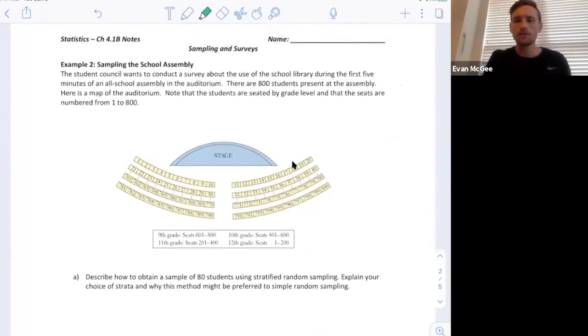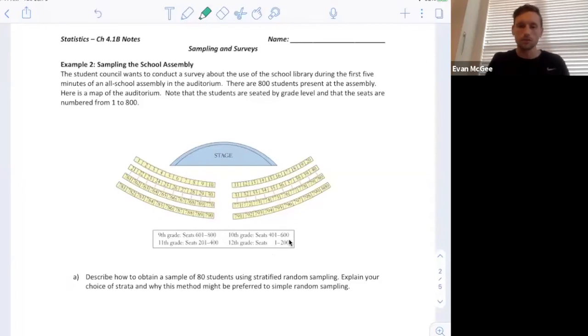So here we have an auditorium for a school assembly, and the student council wants to conduct a survey about the use of the school library during the first 5 minutes of an all-school assembly. There are 800 students present at the assembly. Here's a map of the auditorium. Note that students are seated by grade level and that the seats are numbered from 1 to 800. So they're using this assembly to figure out the use of the school library. And 9th graders are seated in the back from 601 to 800, and 12th graders are seated in the front from seats 1 to 200.